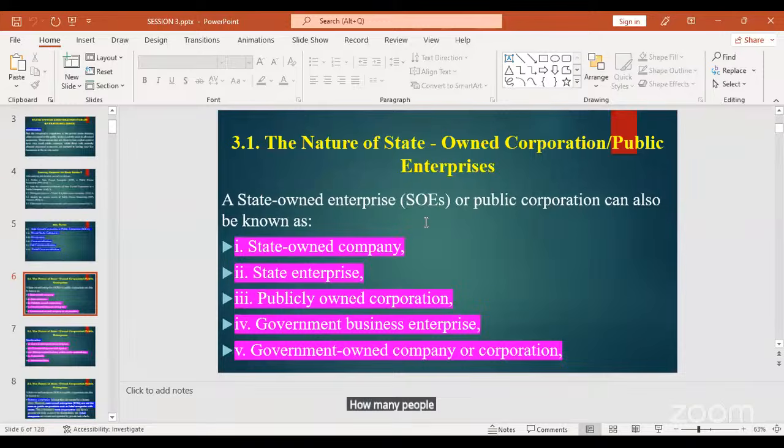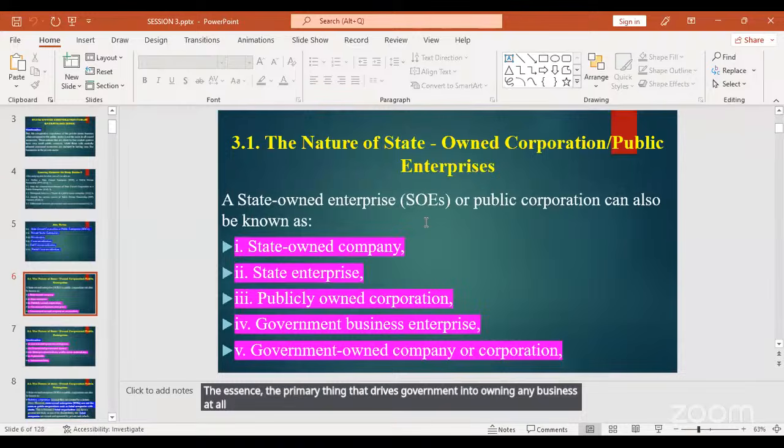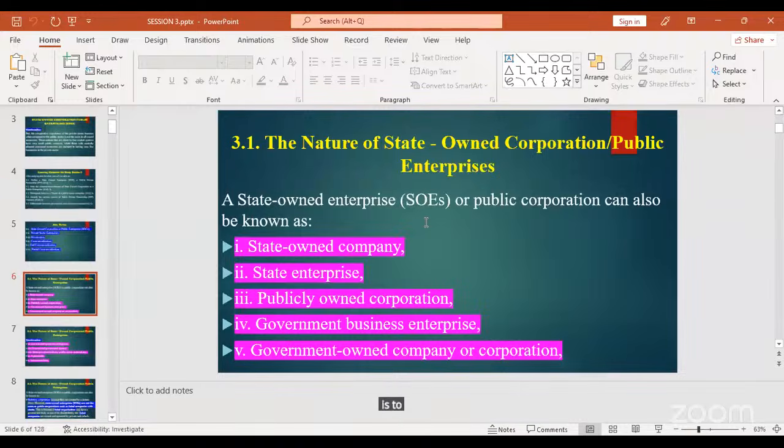How many? But you see government, and that's why when you get to where the government operation and all the enterprise are, you see queues. Many people are there because these are the people who ordinarily will not be able to afford what the private people are offering. And that's why we talk about welfarism. The primary thing that drives government into owning any business at all is to make them available as social responsibility.